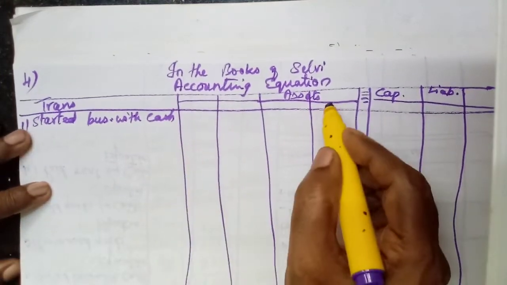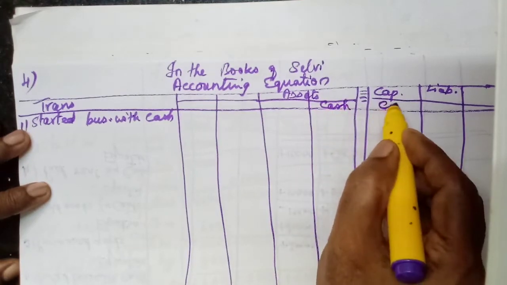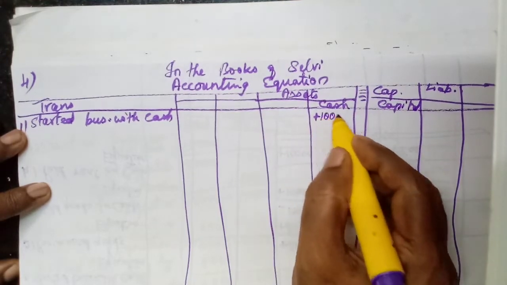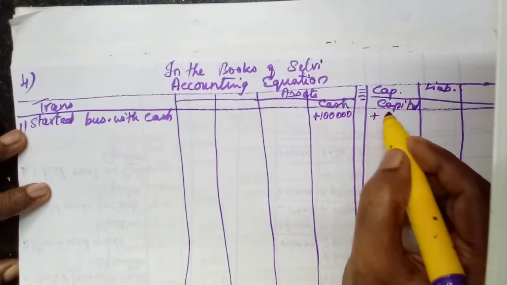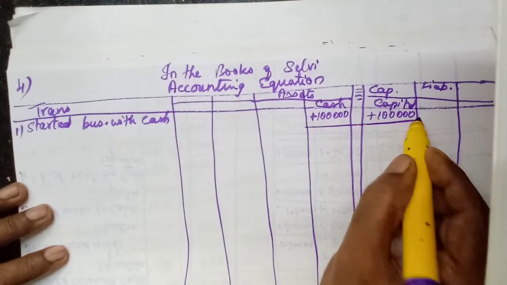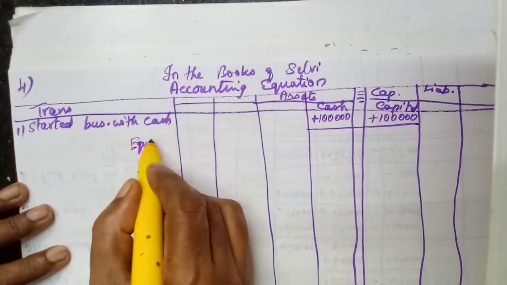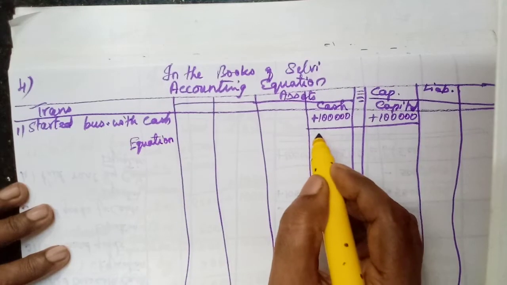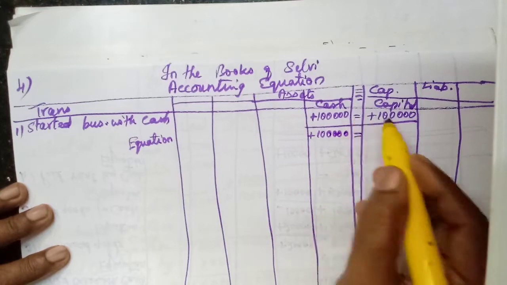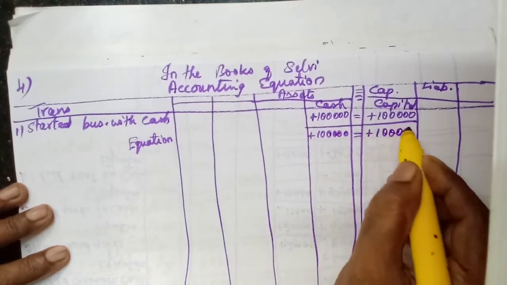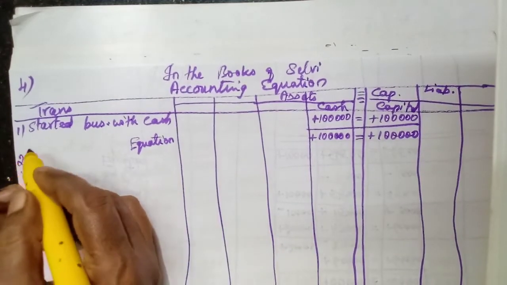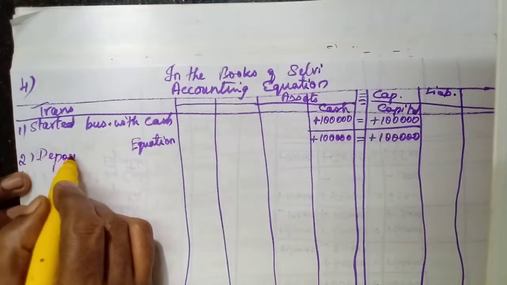Started business with cash. It affects cash and capital, isn't it? So plus how much? Plus 1 lakh. Then we should draw and write the equation here. It is very easy, but you should know. Plus sign, then write the same amount. Equal to, everywhere equal to. Okay, then the second transaction: deposited cash into bank.